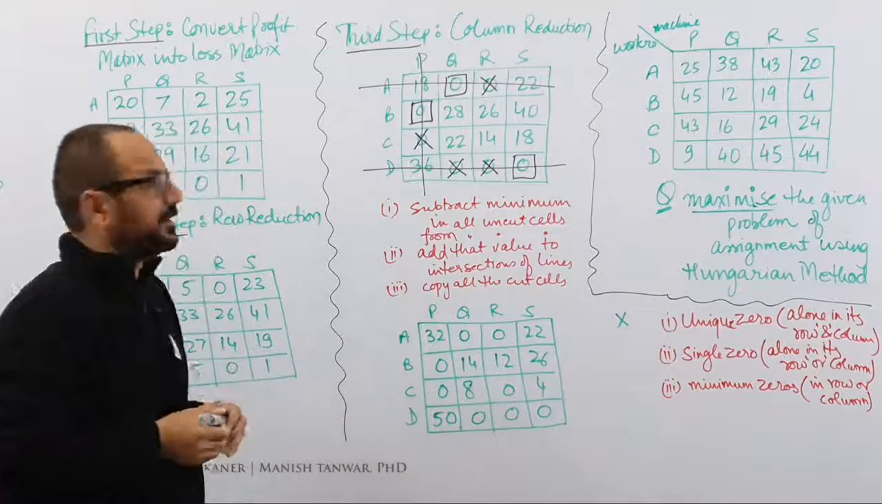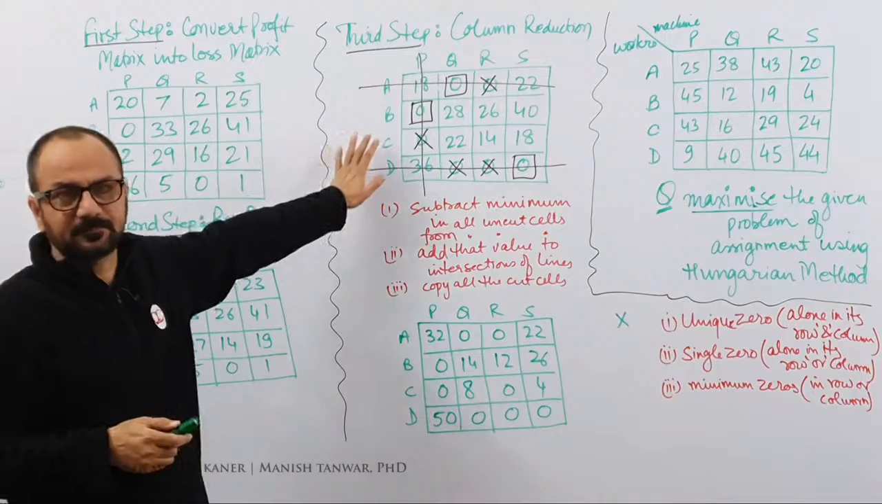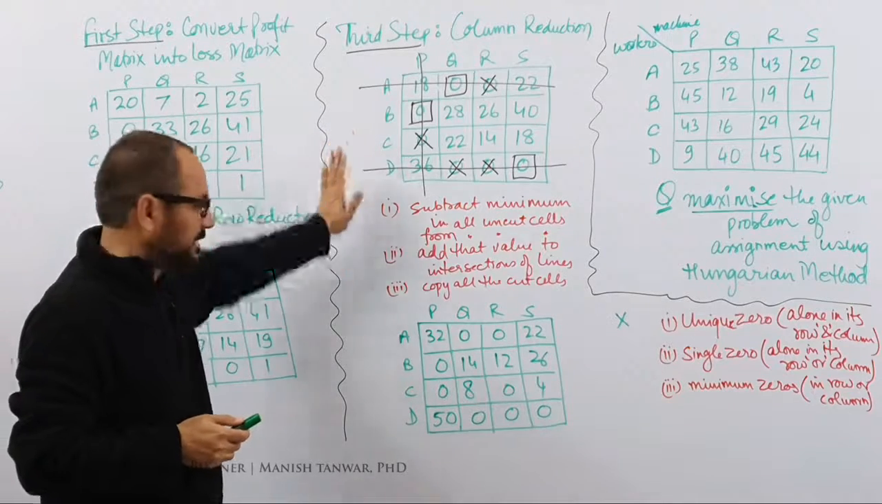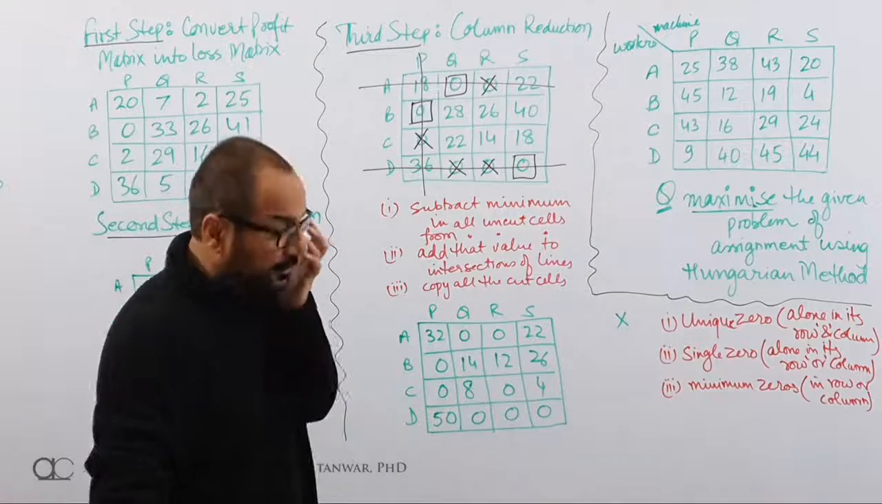This is my new matrix. This is the next iteration. These were steps, but because this was a degenerate solution, this is my another iteration. Now let me go for assignments.